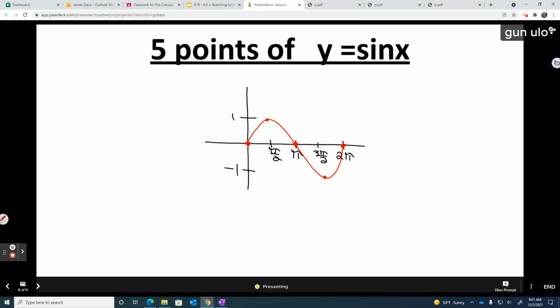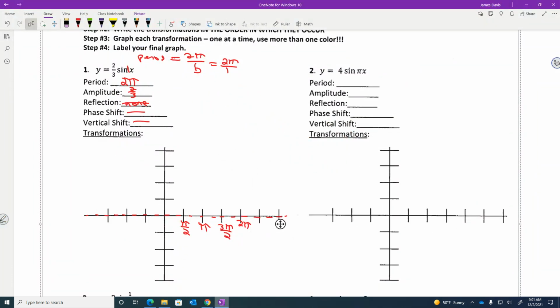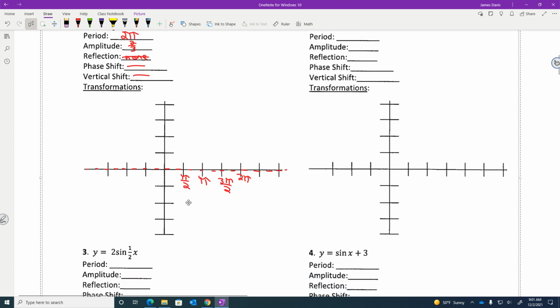Okay, now let's go back to this graph. Keeping in mind those 5 points, let's put the 3 that are along the axis, along the midline. So we're not moving this thing up or down. We've already established that when we put the midline. So I'm just going to put these 3 points here at pi and 2 pi. It's going to be the same.